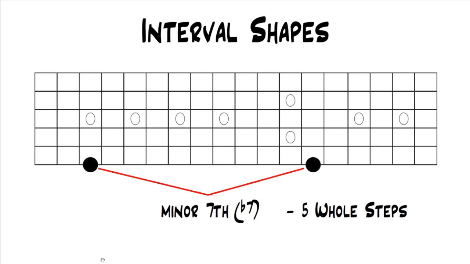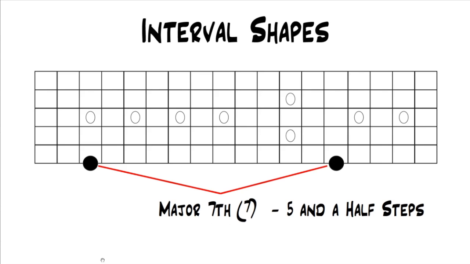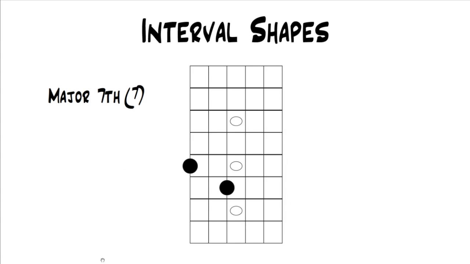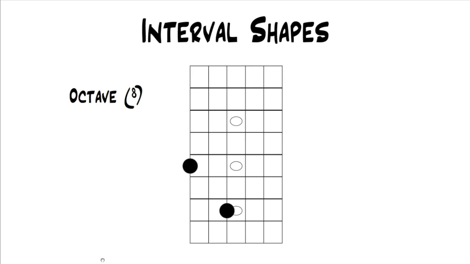The next one is a minor seventh, or just a flat 7, and that's 5 whole steps on one string. That would look like this. The next one's a major seventh, which is 5.5 steps on one string, or just a 7, and that would look like this. And then we're to our octave, which was 6 whole steps, or 12 frets apart, and an octave is an 8, and that would look like this.